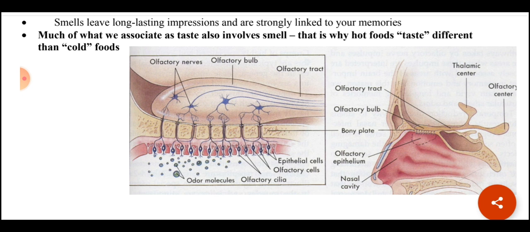This is the diagram showing the olfactory tract, olfactory bulb, the bony plate, olfactory epithelium, nasal cavity, the thalamic center, and the olfactory center. This has been enlarged, wherein we can see the olfactory nerves, the olfactory bulb, the olfactory tract, the epithelial cells, the olfactory cells, and small odor molecules in olfactory cilia.